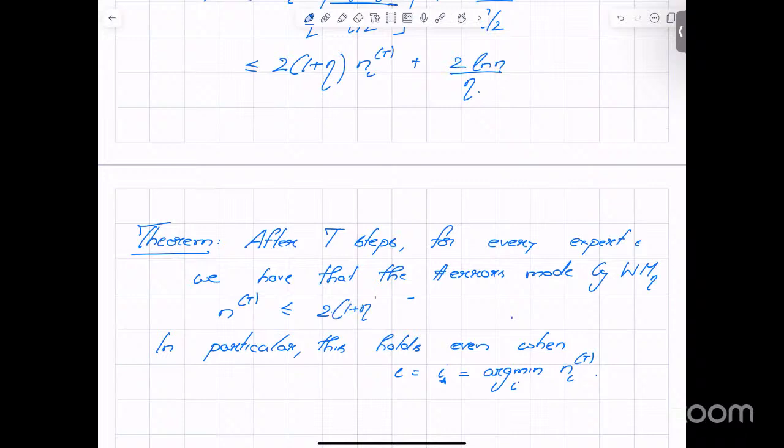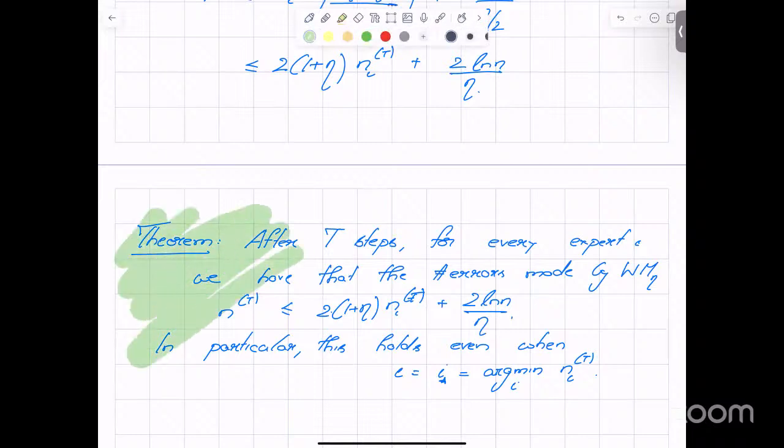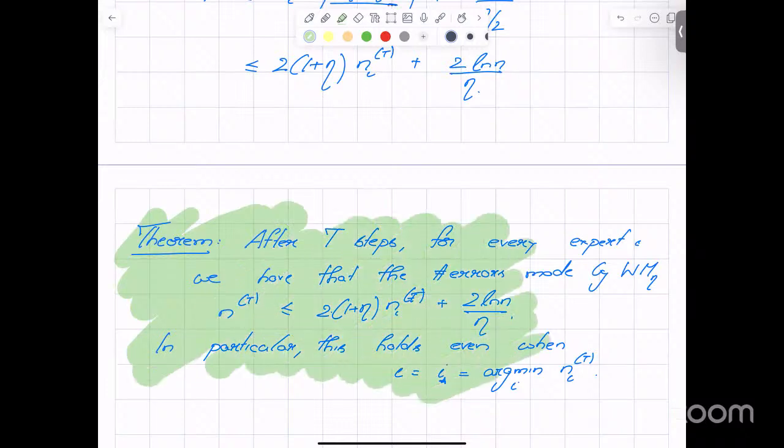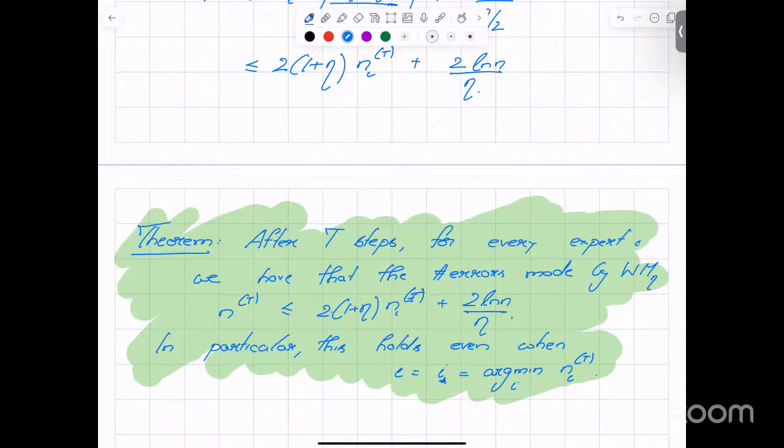1 plus eta ni of t plus 2 ln n. But it's still not what we wanted. What I wanted is, I would have wanted to eliminate the 2. What we did was make the 2.4 to be 2.001 or some such thing. We didn't get it to be 2. But of course, it came at the cost of increasing the constant before the ln n.